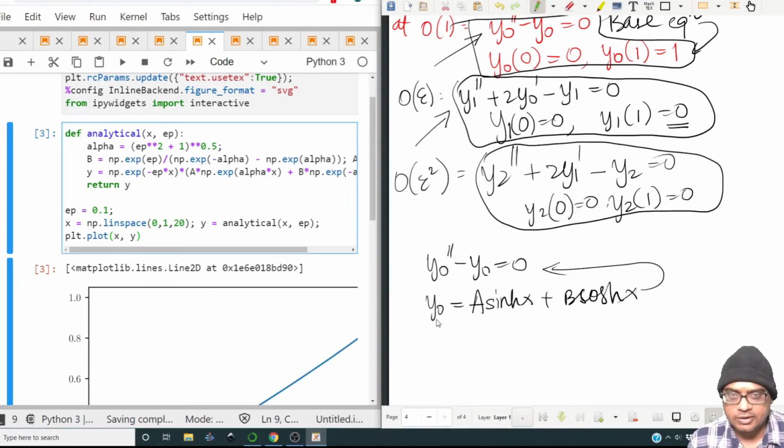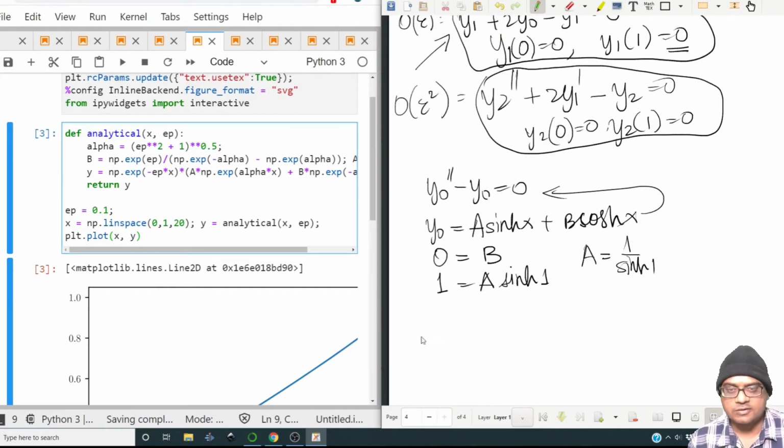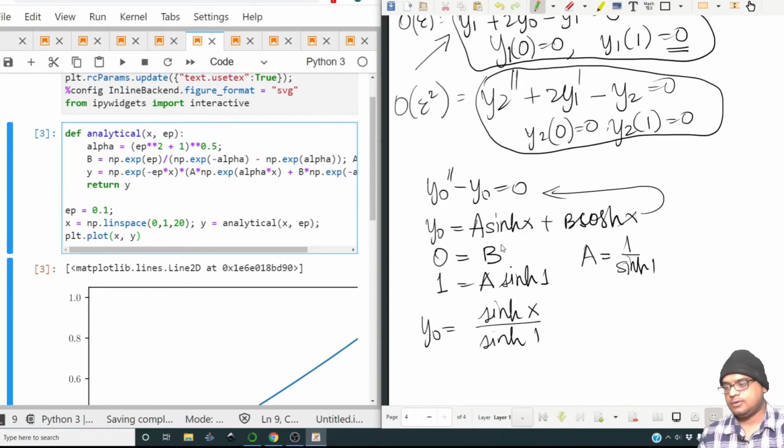And now the boundary condition: the first boundary condition gives 0 equal to b, and y0 at 1 equal to 1. So 1 equal to a sinh 1, so a equal to 1 upon sinh 1. So the solution for y0 is going to be sinh of x upon sinh of 1. Now let us go to the computer and try to plot this zeroth order solution.